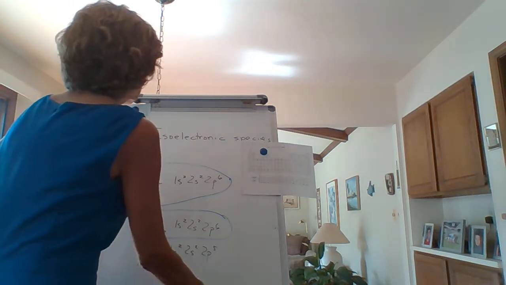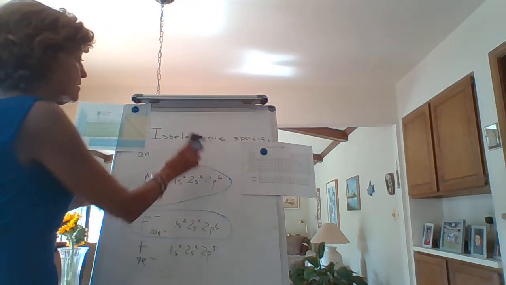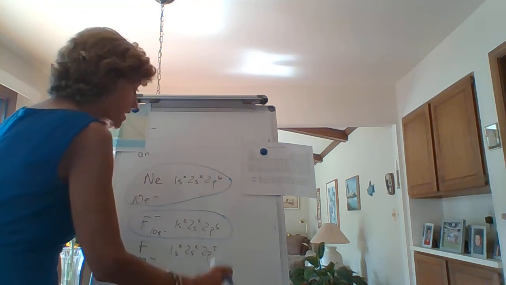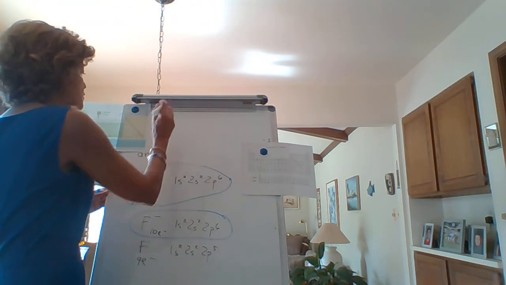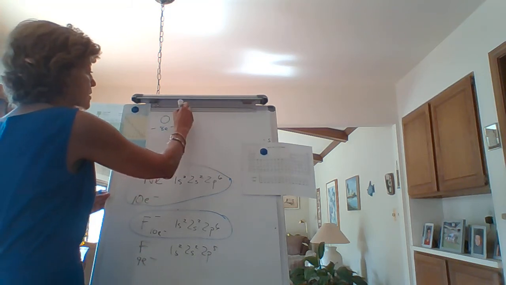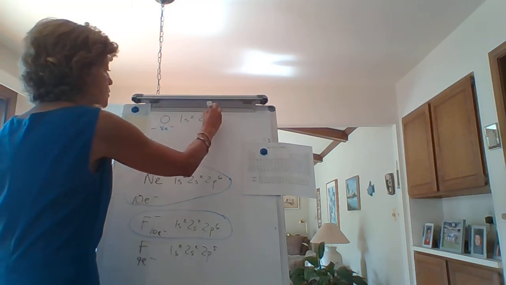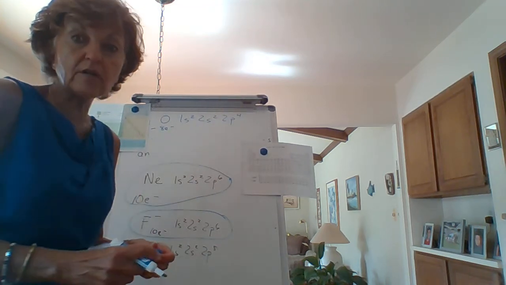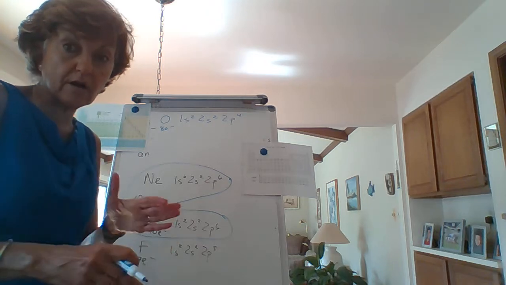All right, let's take a look at the oxide. I'm going to erase this over here. Let's take a look at oxide. Now, oxygen, just normal oxygen, has 8 electrons. Its electron configuration is 1s2, 2s2, 2p4. That's the electron configuration of just plain oxygen.